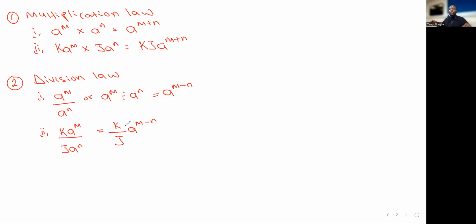So for the multiplication, we're multiplying 2 indices together, what you do is you add the powers together. But when you're dividing, you subtract the powers and divide the constants.